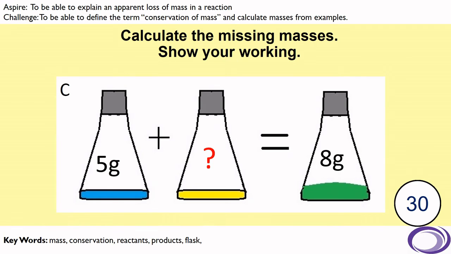So for this example, I want you to have a go at calculating the missing mass of a reactant, and you've been given the mass of your blue reactant and the mass of the product. So have a go at this one, please.